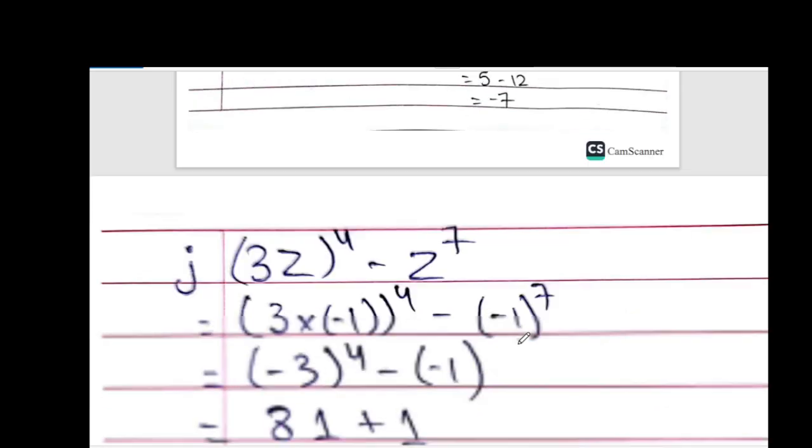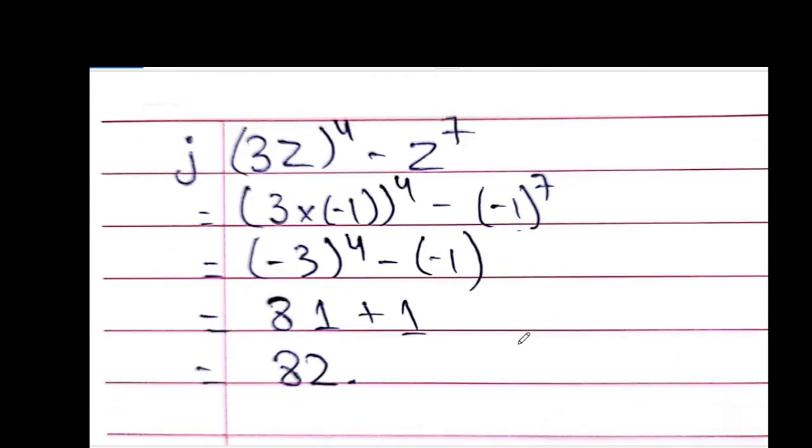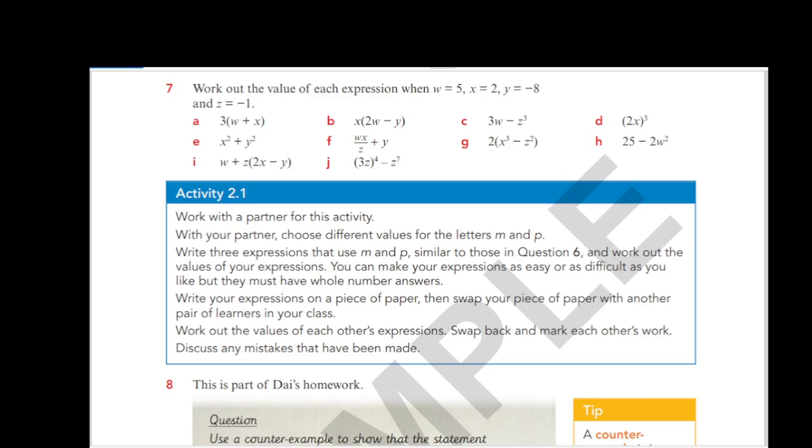So the last expression we have to solve is j. J is 3z power 4 minus z power 7, its whole power 4. So 3 into minus 1 will be minus 3. Then minus 3 power 4 will be 81. Minus 1 power 7 will be minus 1. Minus minus plus, it will be 81 plus 1, and the answer will be 82. So now we are done with question number 7.